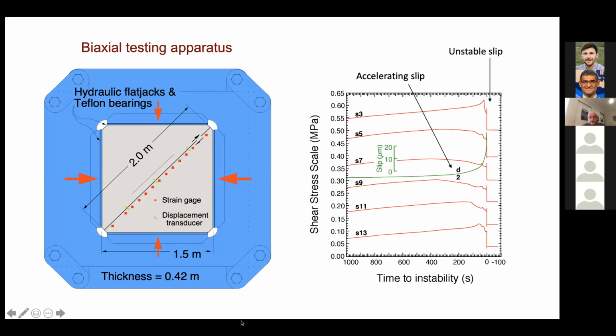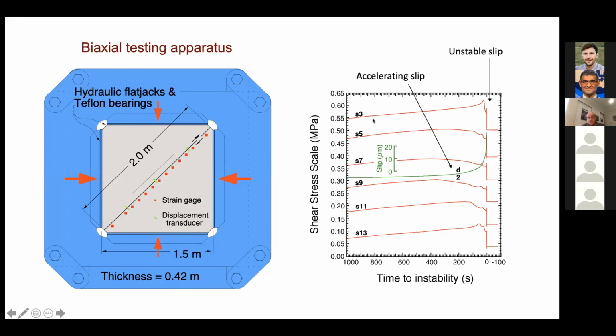These relations were verified with this apparatus that we put together at the USGS many years ago. It's a very large scale biaxial apparatus. The sample size is about 1.5 meters square and close to 0.5 meter thick, with a synthetic fault down the middle, and it's with instrumentation, strain gauges, and displacement transducers. And this is the kind of record that we see before every unstable slip event.